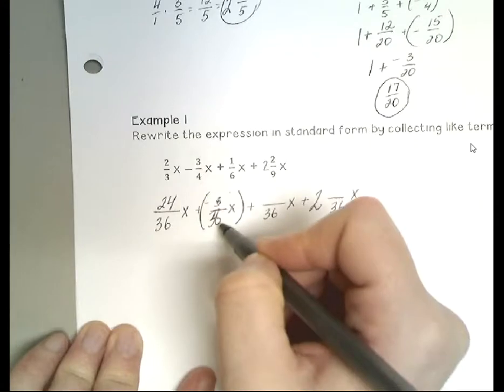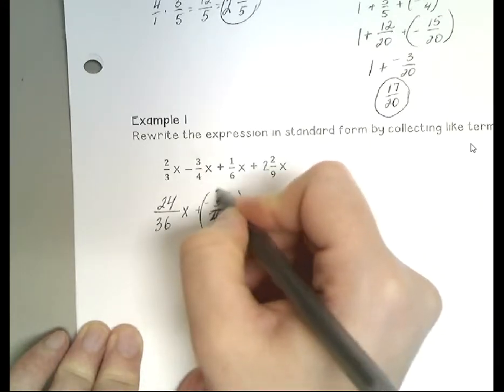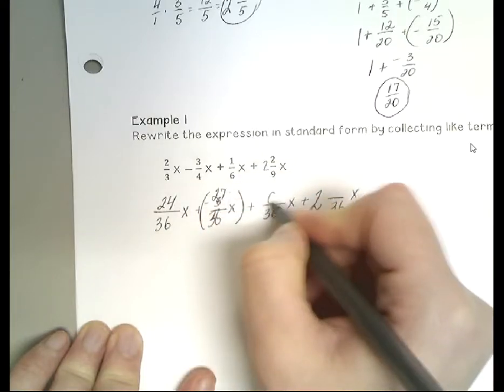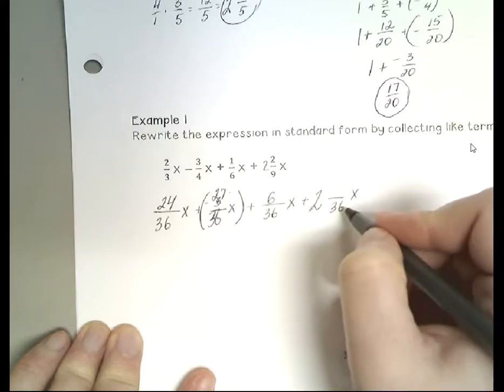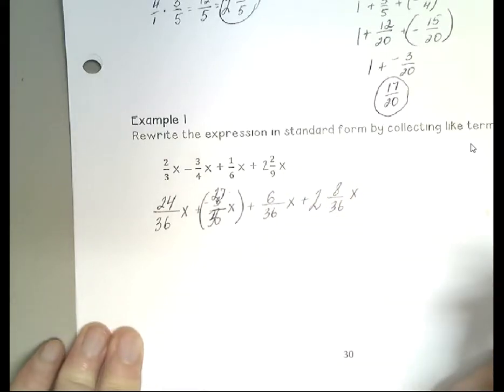4 was multiplied by 9 to get to 36. 9 times 3 is 27. 6 times 6 is 36, so here I have 6. And 9 times 4, so 2 times 4 is 8. Okay, so I have a common denominator everywhere.